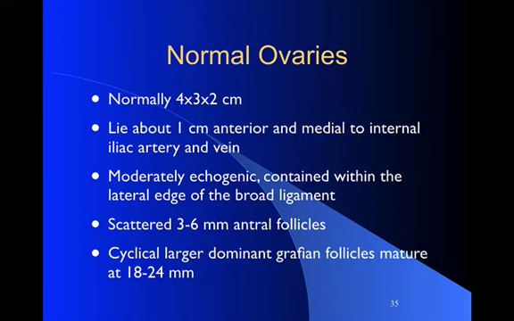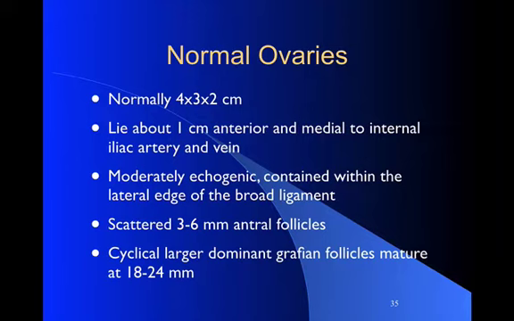So more about the ovaries. Normal ovaries are 4 by 3 by 2 centimeters. They lie about 1 centimeter anterior and medial to the internal iliac artery and vein. So if we cannot find them, we look for the internal iliac artery and vein and move our probe a centimeter anterior and a centimeter medial.